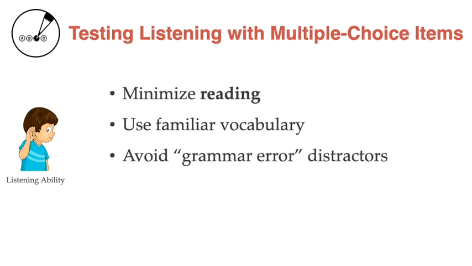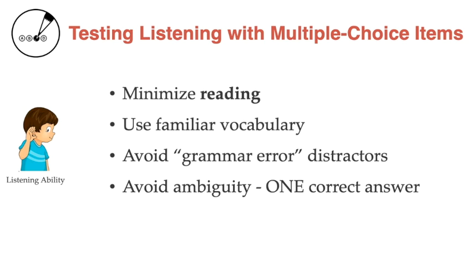An option should not be wrong simply because it has a grammar error, unless, of course, it is grammar that you want to test. Finally, avoid ambiguity. There should only be one correct answer. This might seem obvious, but ambiguous distractors are sometimes difficult to spot. Take care to avoid distractors that could be true under some imagined situation.